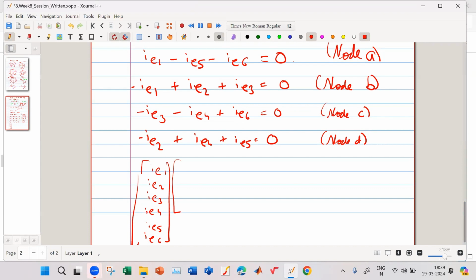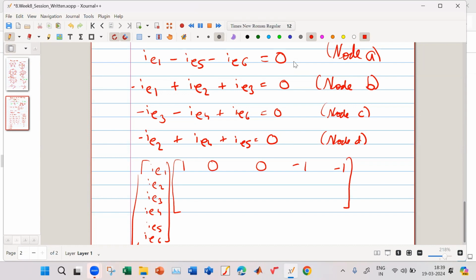Sir, in the first case, in position, the first number is 1. Fifth number is -1. Sixth number is -1, and all the others are 0. So it'll come like this: we'll get 1, 0, 0, 0, minus 1, minus 1.